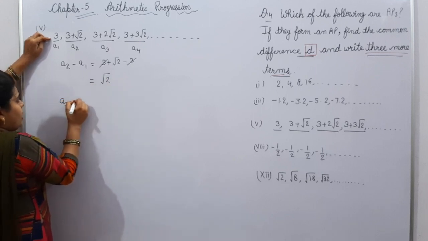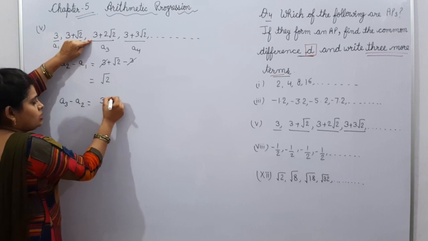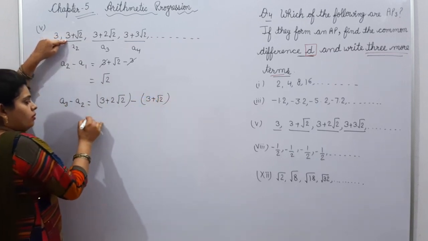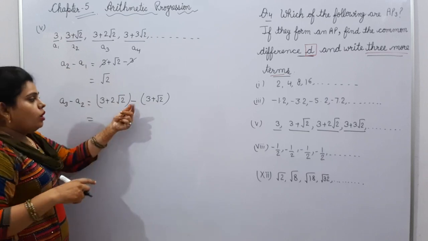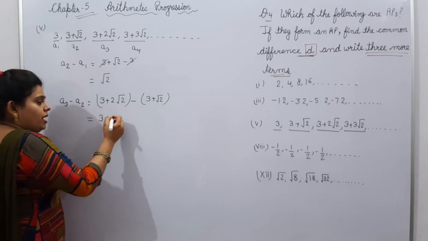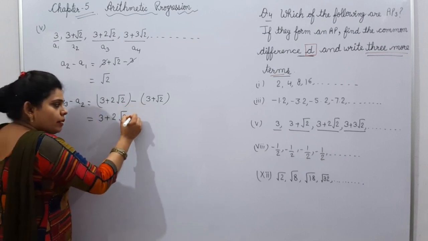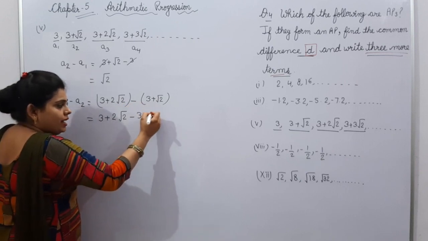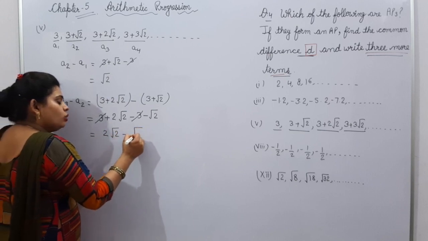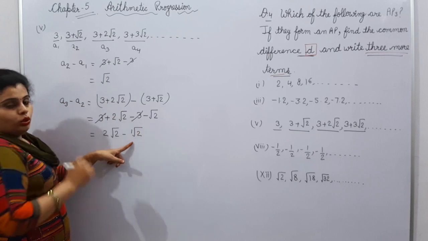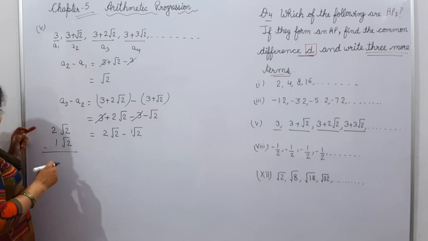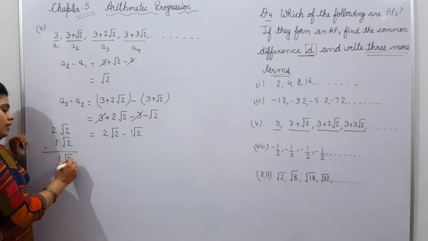Now A3 minus A2. A3 is 3 plus 2 root 2 minus 3 plus root 2. Beta, I have written these terms in brackets. Why? Because the minus sign is there, and on opening this bracket the sign will change. So let's see how the sign will change. 3 plus 2 root 2 minus 3 minus root 2. Minus 3 plus 3 cancel out, and what will be left? 2 root 2 minus root 2. Beta, we can write it as 1 root 2. 1 is understood here. Let's see, when we subtract this 1 root 2 from 2 root 2, what will we get? 2 minus 1. 1 root 2 will remain as it is.